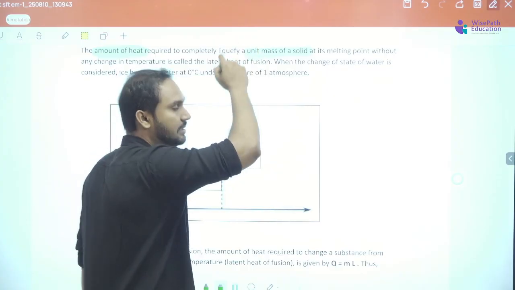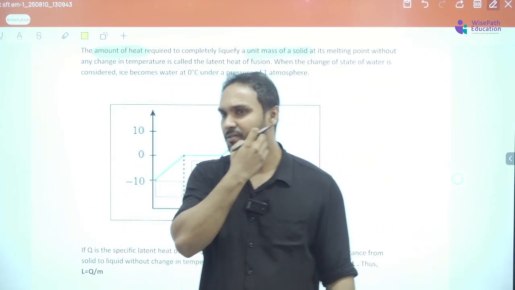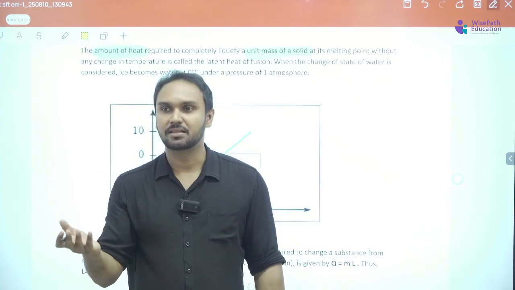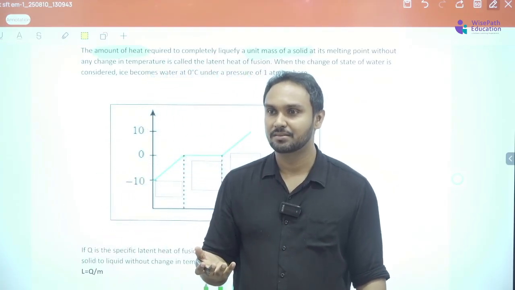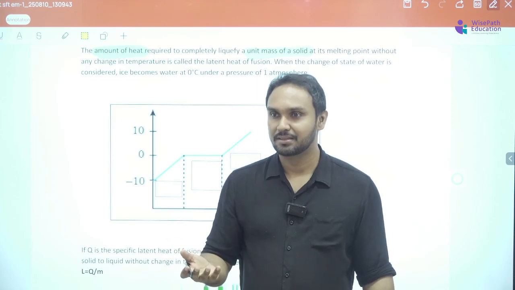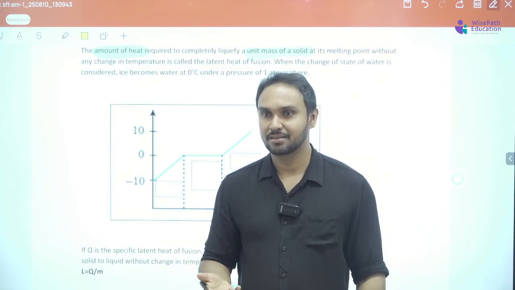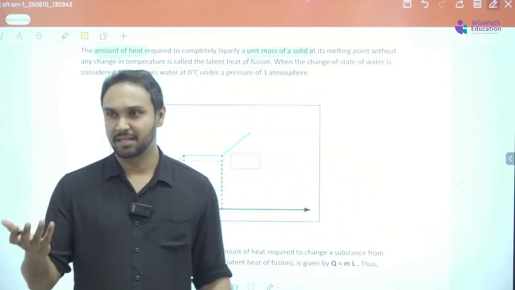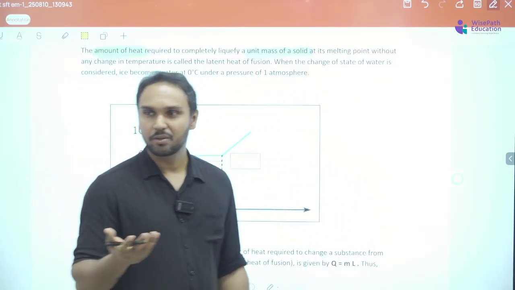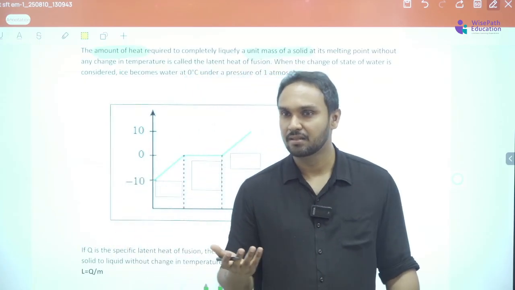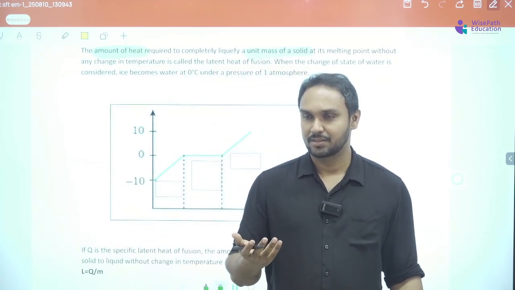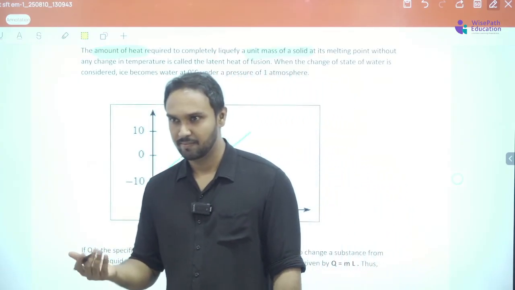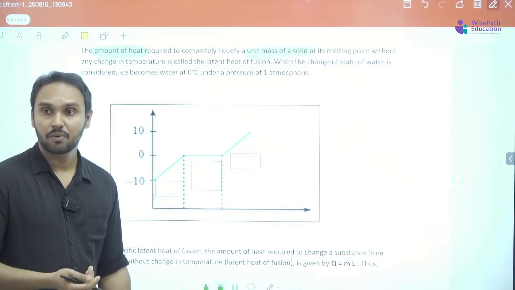Unit mass of solid. What do you call the unit mass of solid? How much of a mass is a unit mass? It's usually 1 kilogram. If it says unit mass, it means 1 kilogram. Unit temperature means either 1 Celsius or 1 Kelvin. So unit mass means 1 kg.